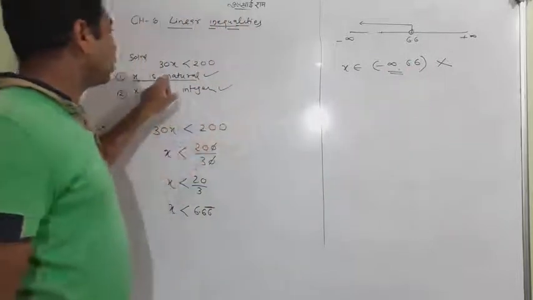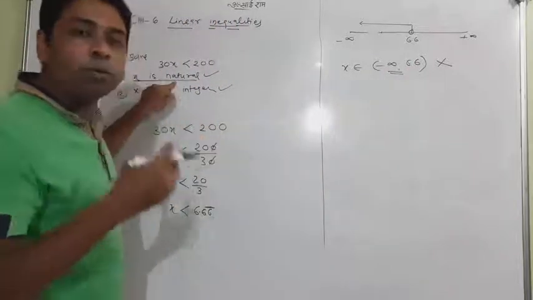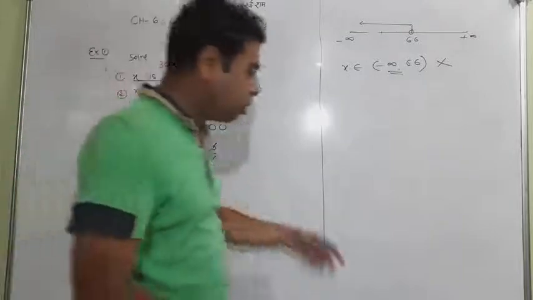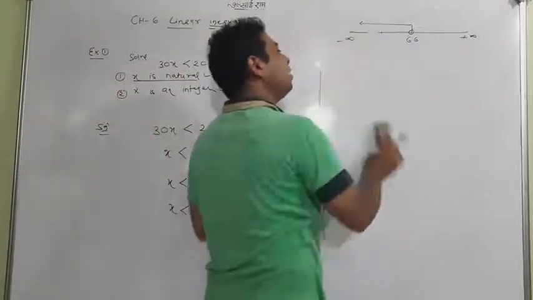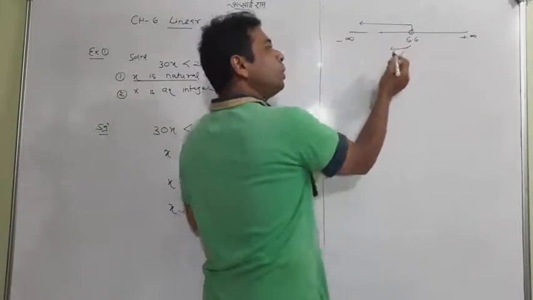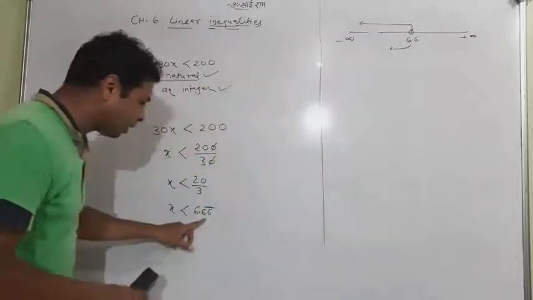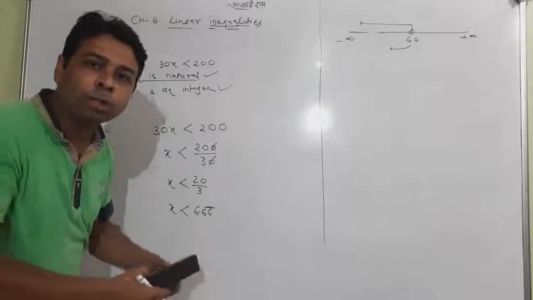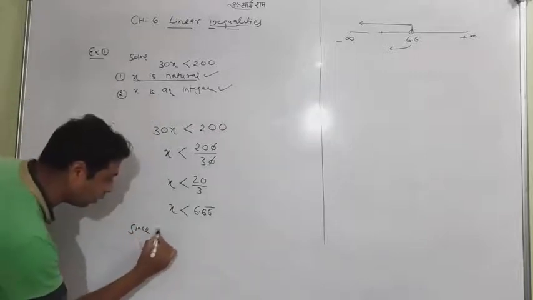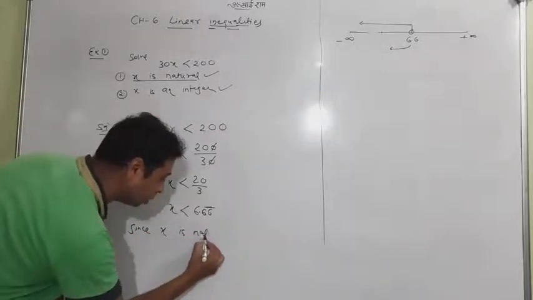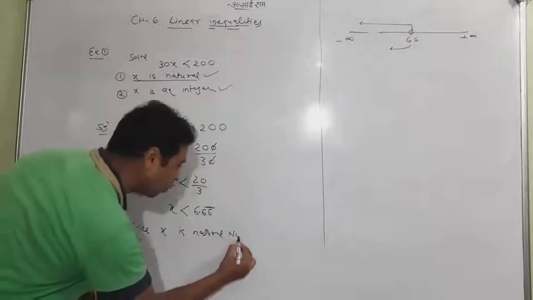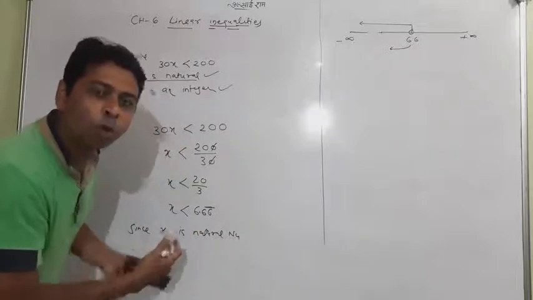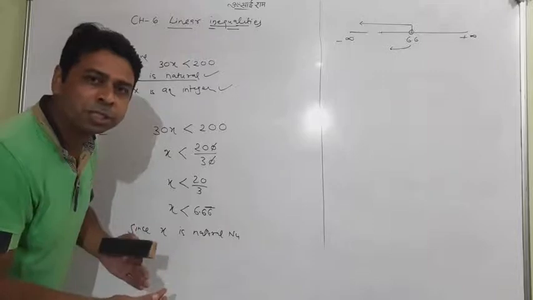But you know that natural numbers allow only 1, 2, 3, 4 like that. So one can simply understand that all those x which are less than 6.6 and those are natural numbers. Since x is a natural number, just tell me the answer which is less than 6.6. So what are the values which are less than 6.6 and natural numbers?